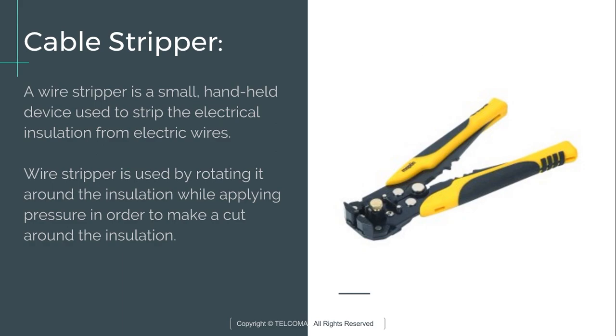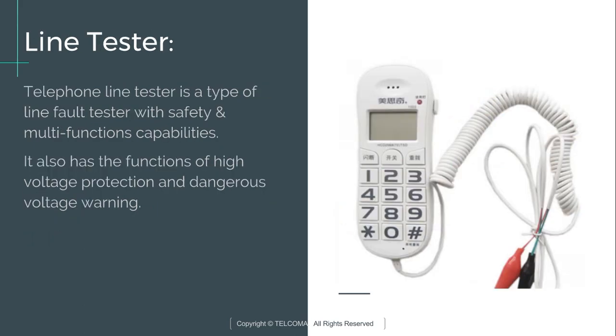The next is cable striper. Cable striper is a small handheld device which is used to strip the electrical insulation of electrical wire. So to remove the electrical insulation of a wire, we use the cable striper. So here cable striper is used by rotating it around the insulation while applying pressure in order to make a cut around the insulations.